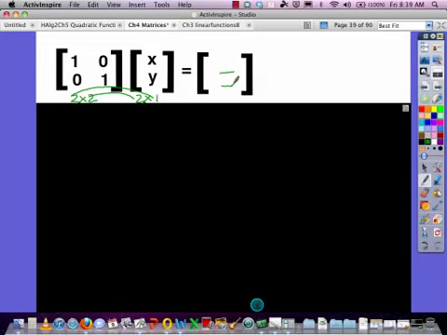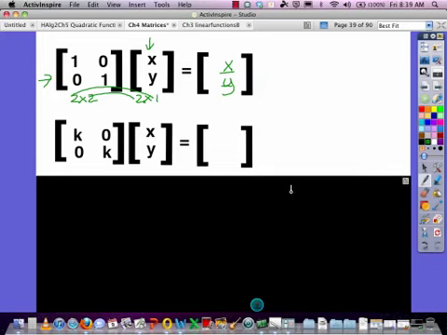So here we go. 1 times x is x. 0 times y is 0. 1x plus 0 is x. Now to do the same thing on the second row, first column multiplication. 0 times x is 0. 1 times y is y. 0 plus y is y. So when we multiply the identity matrix times any point matrix, xy, you should get back what you started with. That's why it's called the identity matrix.